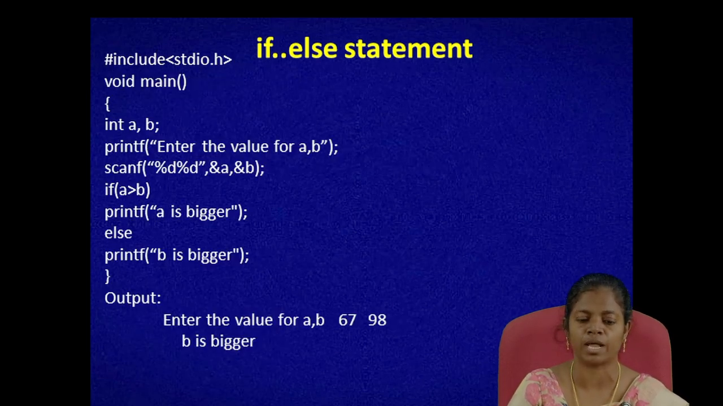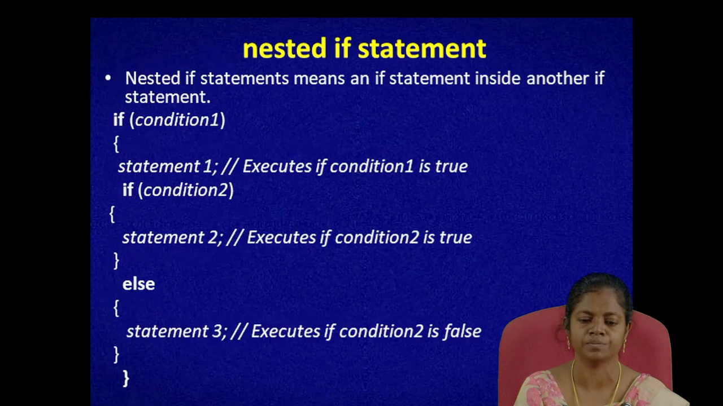In this program, we check two variables. Which one is bigger? We get the input of two variables A and B. Here we give the input 67 for A and 98 for B. We check the condition, if A is greater than B. No, B is bigger. So the output is displayed as "B is bigger".